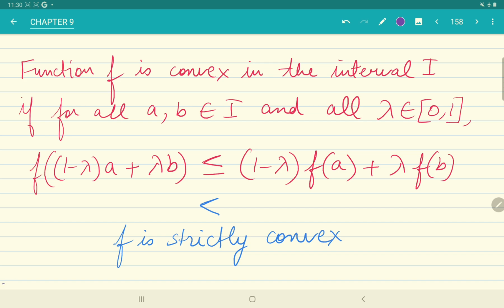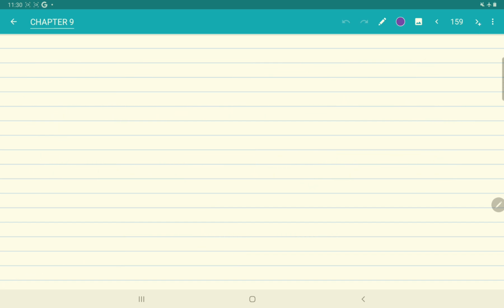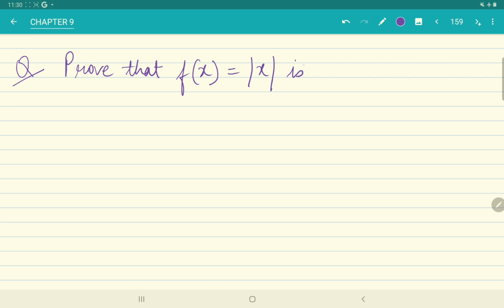Given all this, let's just take up a question. We have to prove that f of x equal to mod x, or the absolute value of x, is convex in minus infinity to infinity. Now let's just take a look at the graph of f.